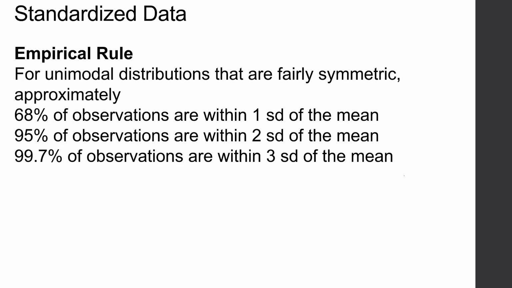Now the empirical rule is a special rule for a way we can calculate the percent of observations that lie within a certain number of standard deviations, but it works for unimodal distributions that are fairly symmetric. We're going to see when we get to the normal distribution that it comes from the normal distribution. But for now, we'll just memorize it again. It says 68% of observations are within 1 standard deviation of the mean, 95% within 2, and 99.7% are within 3 standard deviations of the mean. So that means almost none, 0.3% of observations are going to be outside 3 standard deviations of the mean in a unimodal, fairly symmetric distribution.